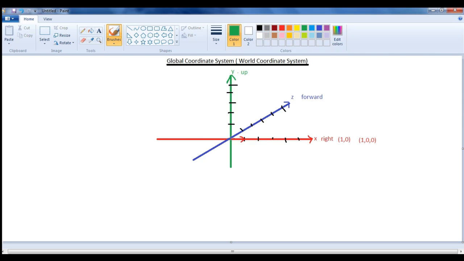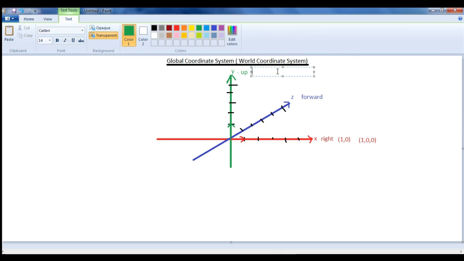Simple, right? So it also has another vector, as I told, that is the up vector. So up vector is also a unit vector. It looks something like this. If you go in a 2D vector, then x value will be 0, y value will be 1. If you take a 3D vector, then the x value will be 0, y value will be 1, and z value will be 0.